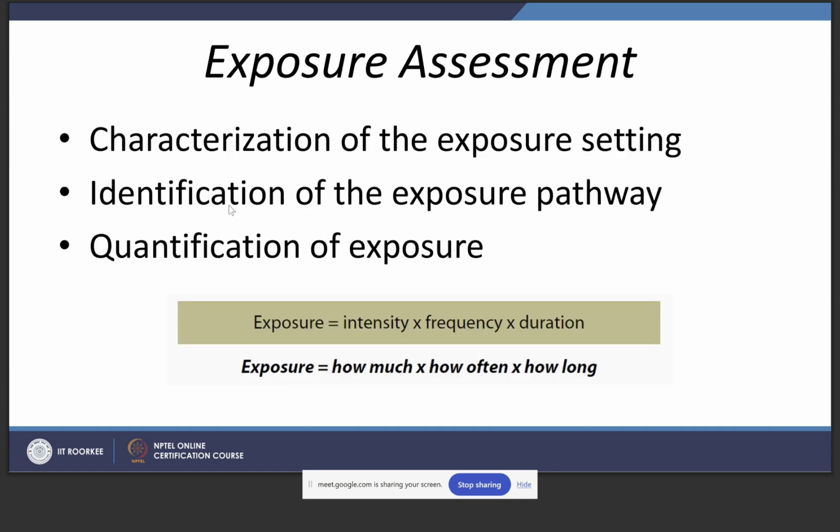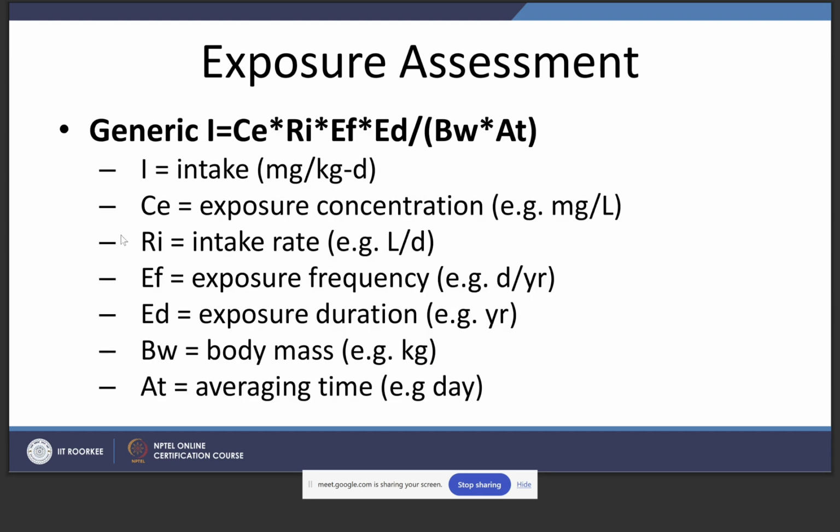Okay. Let's move to the part of exposure assessment. Exposure will depend upon how much concentration of the pollutant someone is exposed to, what the frequency is, like how many days or how many hours per day you are exposed to that pollutant, and for how long, like 10 years, 30 years, 40 years. Based on this we can find out the exposure, which is also known as chronic daily intake, or we can also call it intake.